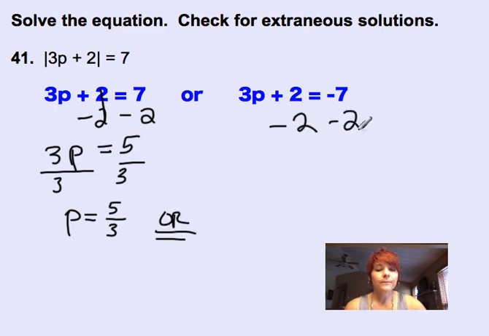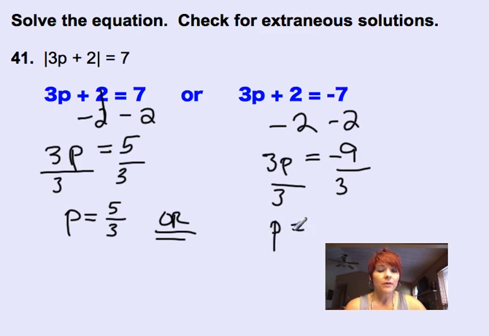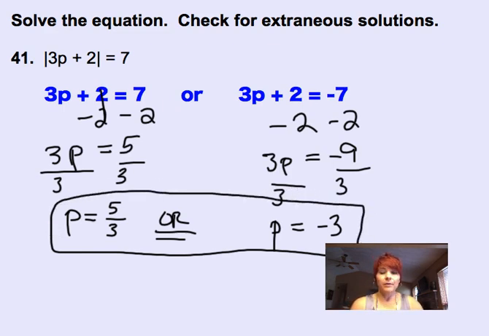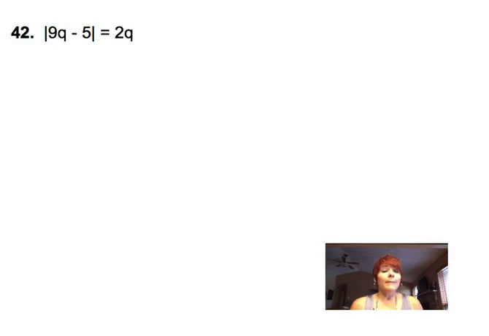Subtract 2. So 3p equals -9. Divide both sides by 3. P equals -3. So this would be your final answer. You'd have two answers because of the absolute value symbol. Number 42 works very much the same way.